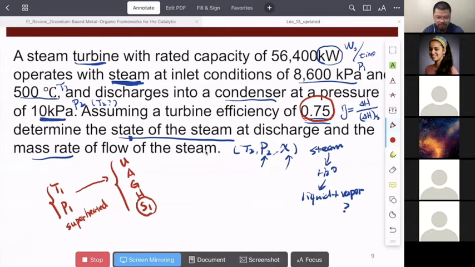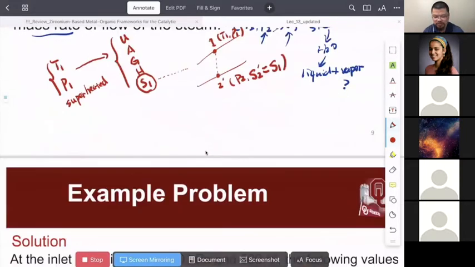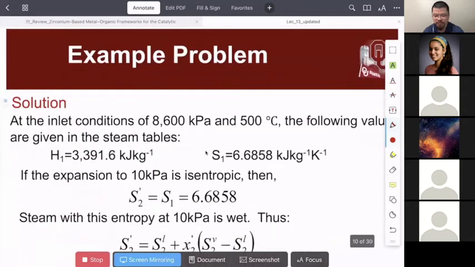So if we are going to follow the isentropic process, as we just saw, from the state 1 to the isentropic state 2 prime, then we know this is T1, P1. We know this is P2. We don't know the T2, but we know S2 prime is exactly the same as S1. So let's see if this information is helpful. Okay, so this is the first thing you need to quickly realize about the isentropic process.